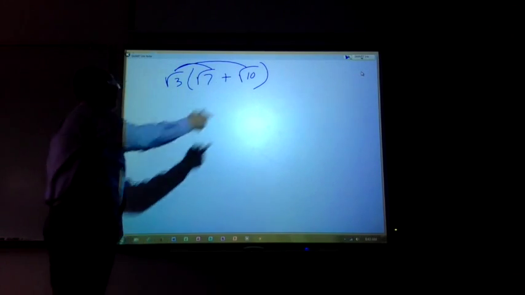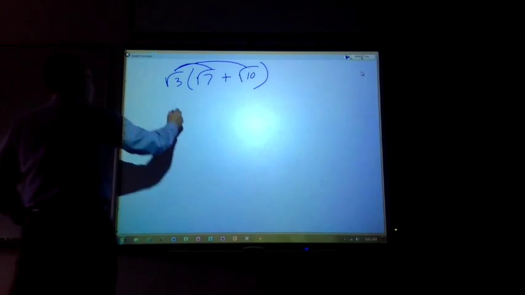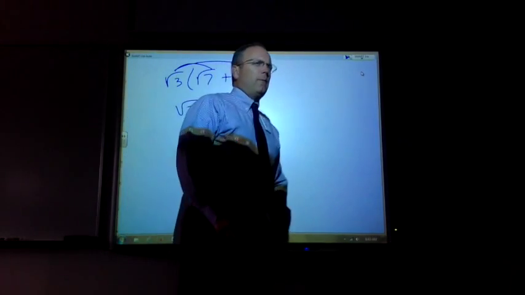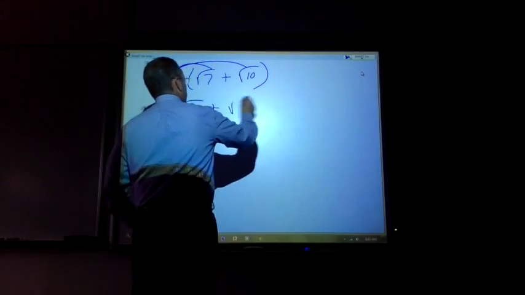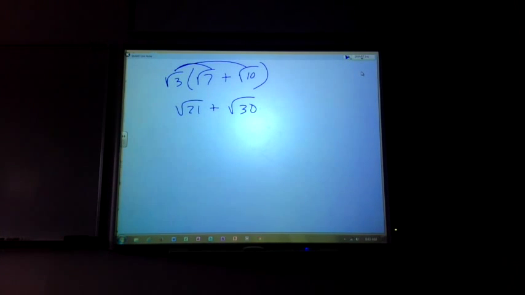So what is root 3 times root 7? Root 21. Awesome. Plus, what is root 3 times root 10? Root 30. 21 is the same thing as 7 times 3. 7 and 3 can't be broken down any further, so I think that's fine.